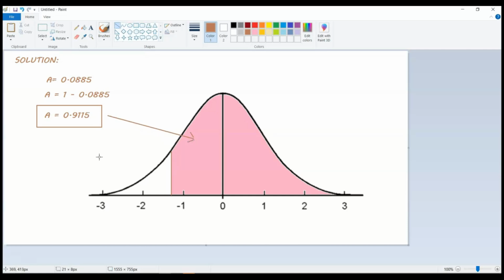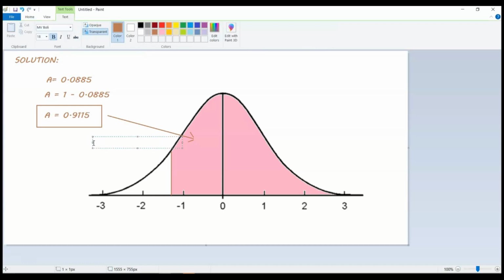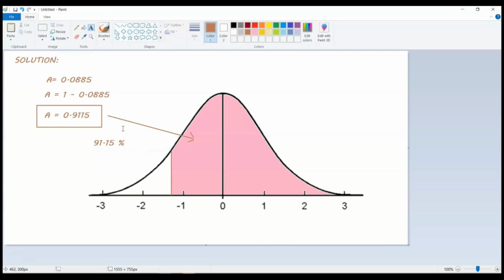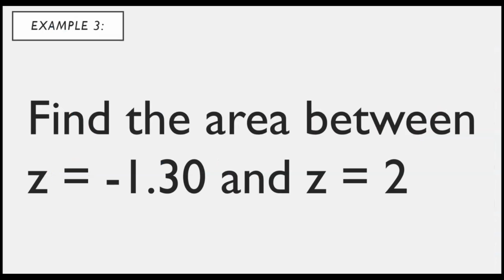If we want to convert it to percent, just simply multiply it by 100%, and that will be equal to 91.15%. Hence, we can say that 91.15% of the data lies to the right of z equal to negative 1.35. Now, let's have the third example.